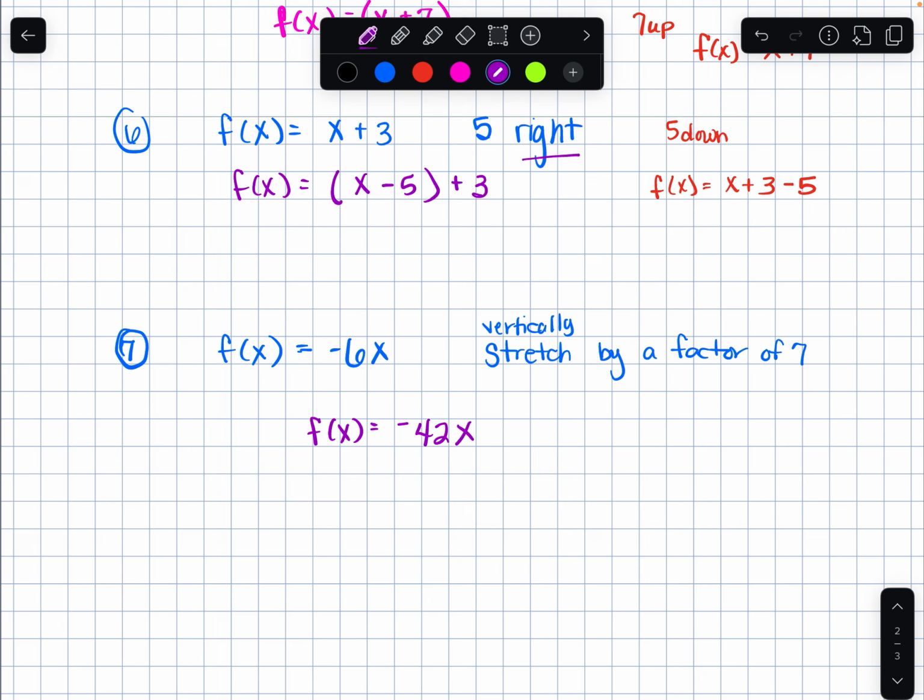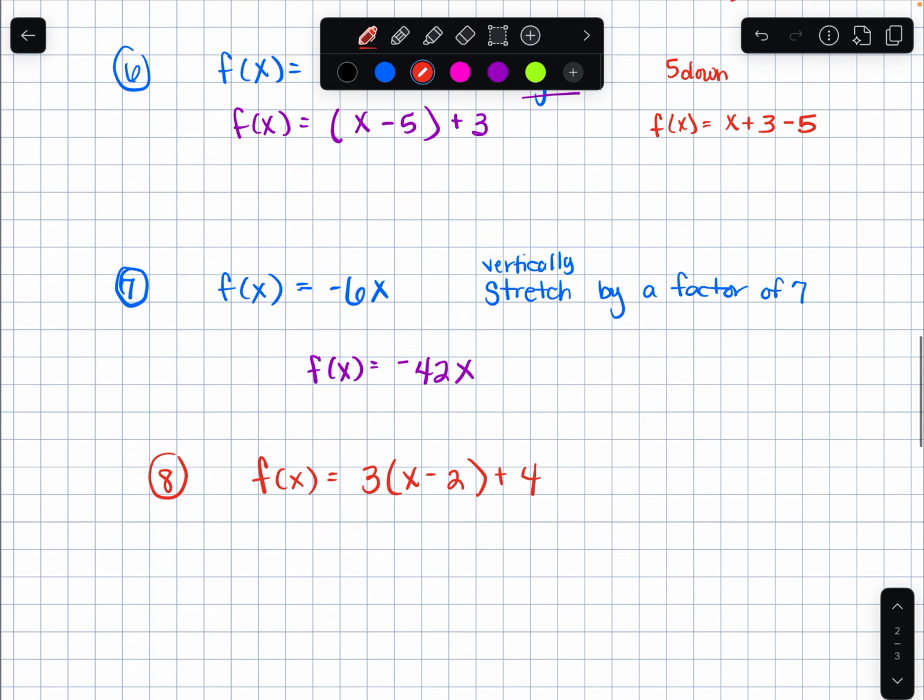We are listening well. Oh, wait. My bad. Got to do number 8. Let's talk about number 8. F of x equals 3 times x minus 2 plus 4. And it just says, describe this graph.